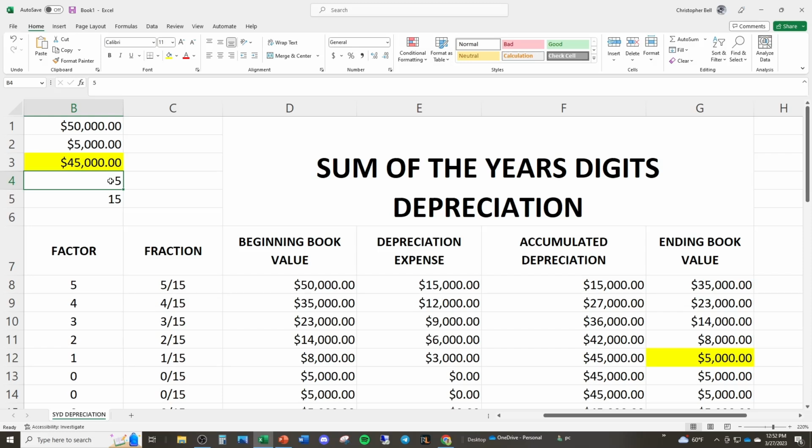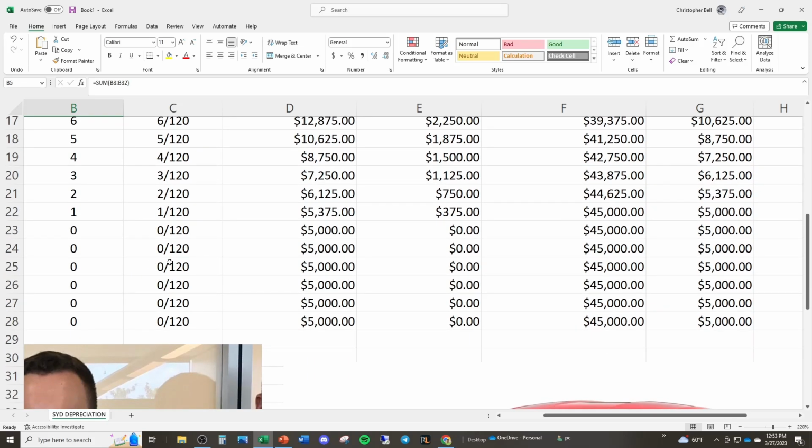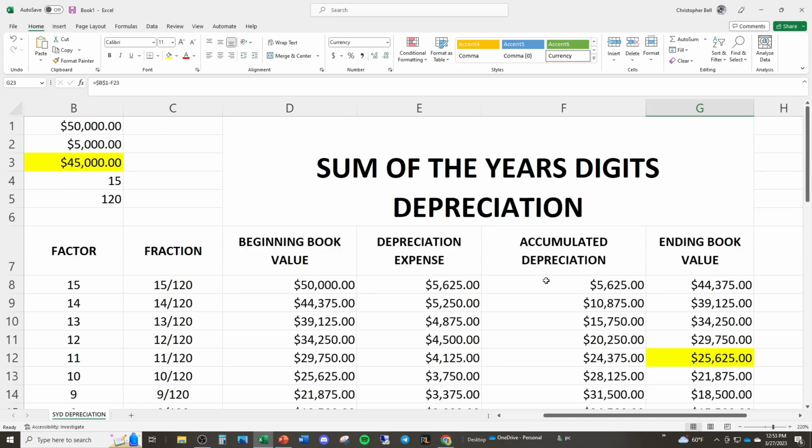It's confusing up front, but if you put it into an easy to understand table, it's a lot easier to understand. And maybe I'll even attach this Excel sheet as an example to help you grasp the concept. But all you do is you plug in the numbers, you add up the sum of the years digits, and then you make sure that the ending book value is $5,000, and there's your answer.